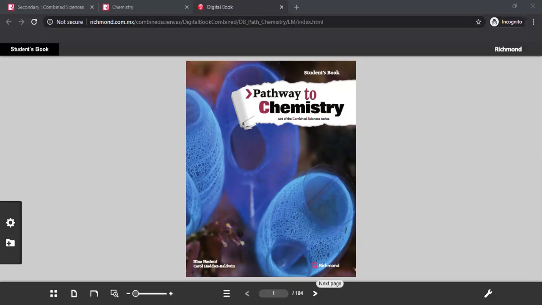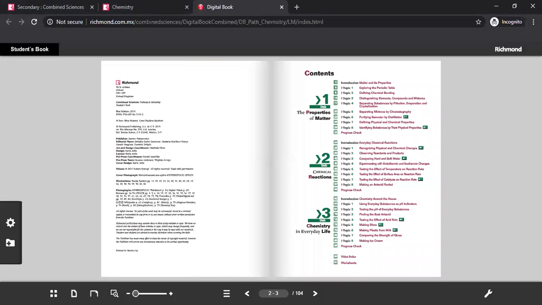What have we studied? Well, this is your book, and this is the index. Chapter 1 is the properties of matter. Chapter 2 is reactions, and chapter 3 is the chemistry of everyday life. So we've been dealing with unit number 1, and we are kind of in the middle of unit number 2. So let's take a quick review, shall we?